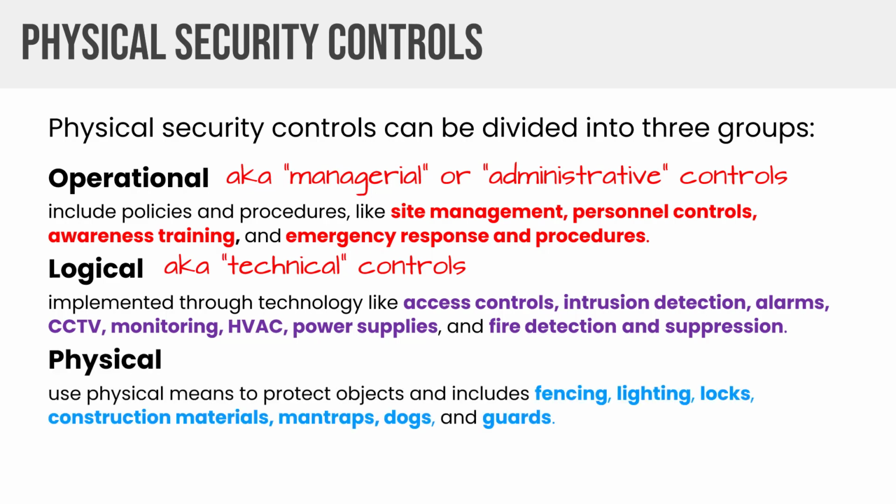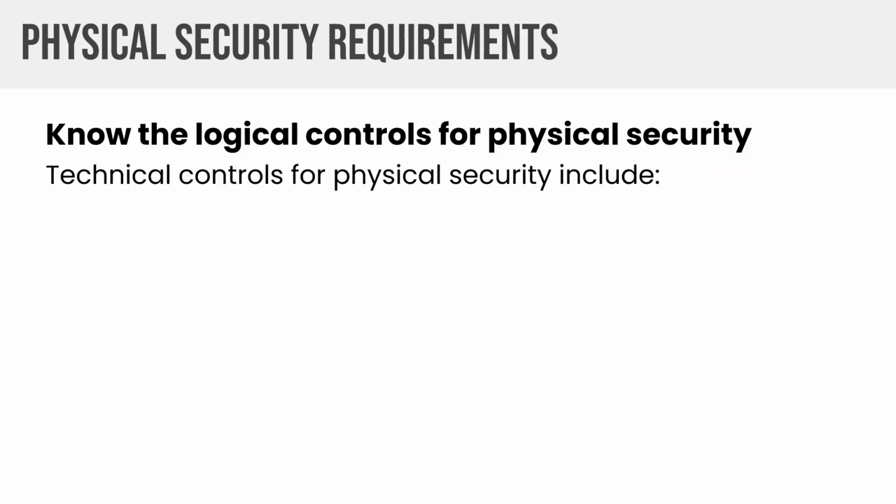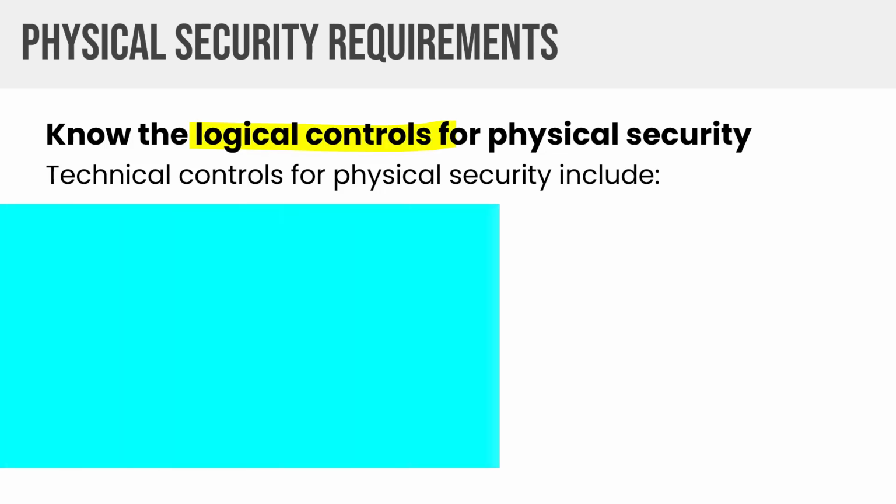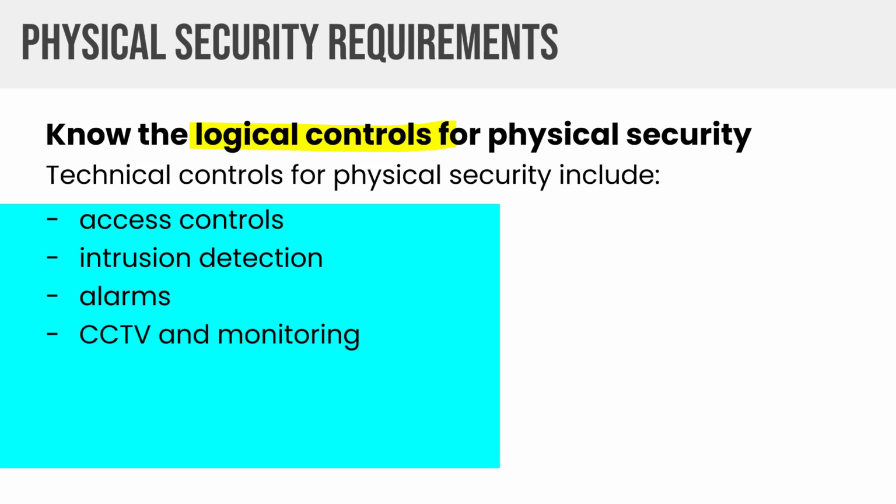And then we have the third group of controls, and these are physical controls. This means to protect objects, and this includes fencing, lighting, locks, construction materials, man traps, dogs, and guards, to name a few. So you want to know the logical controls for physical security for sure. So these, like I say, will include access controls, intrusion detection, alarms, CCTV, HVAC, and power supplies.